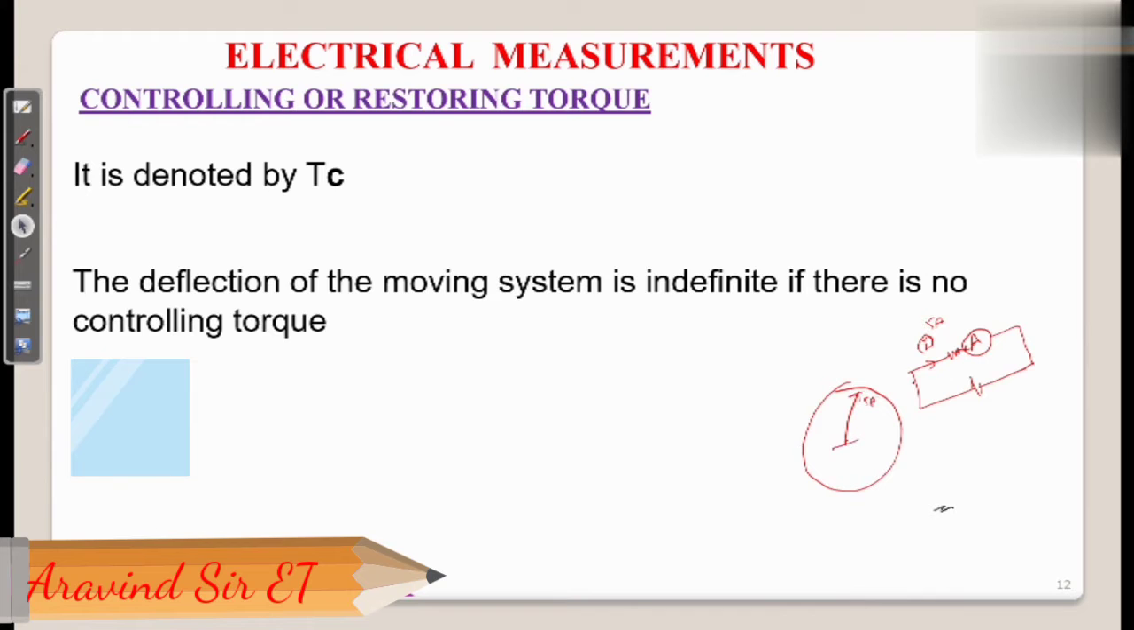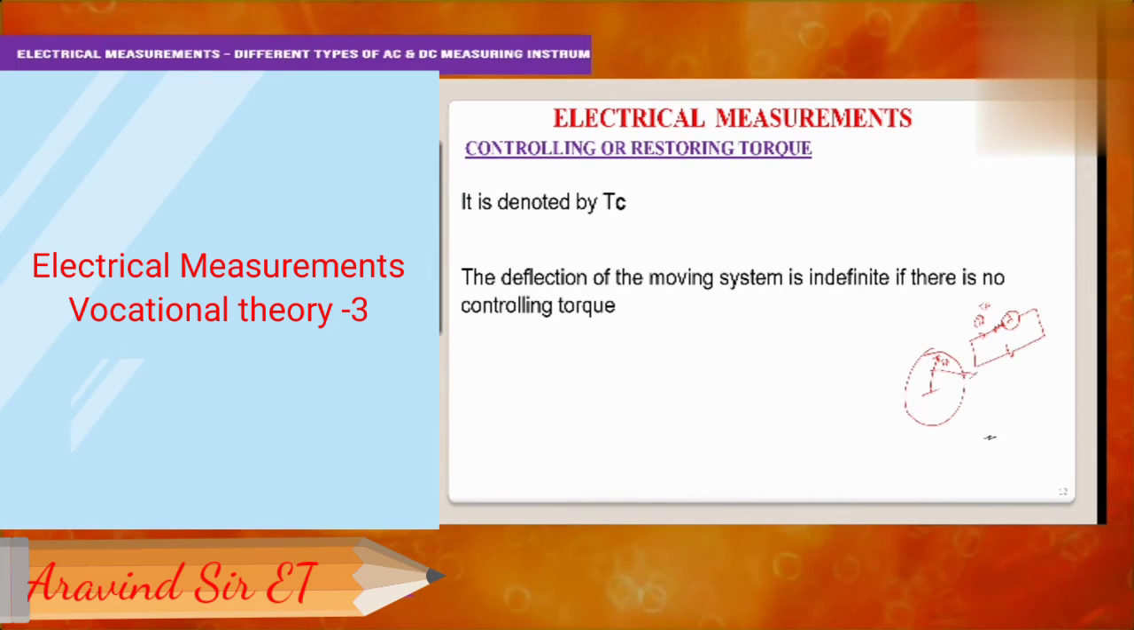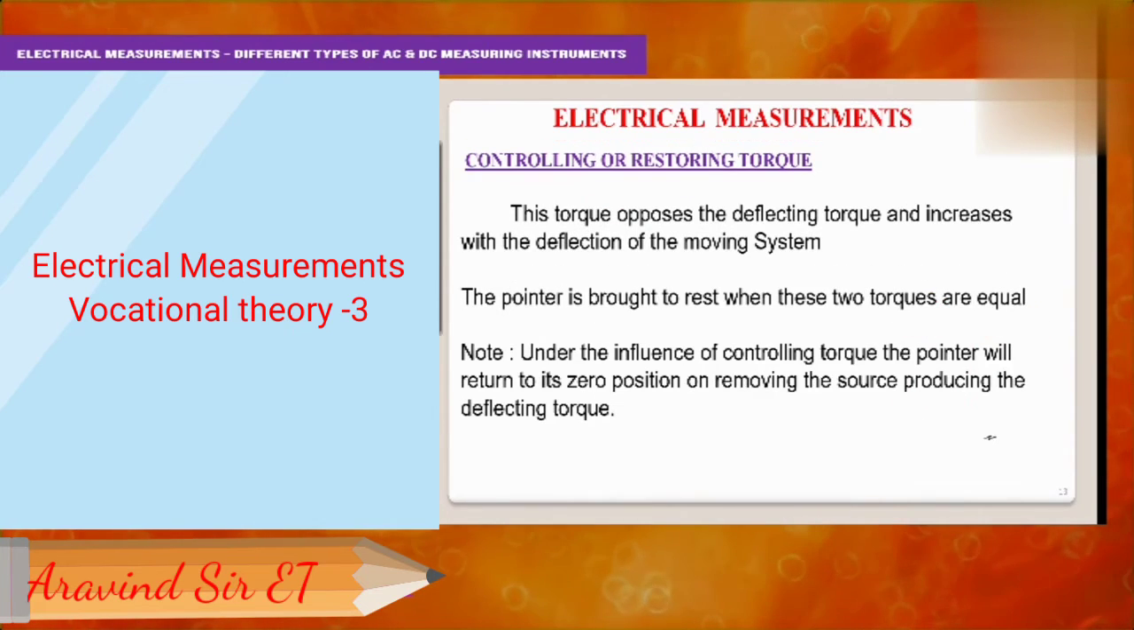Suppose there is no controlling torque. Without controlling torque, the pointer will move indefinitely, and where it stops it doesn't know. That is why the controlling torque opposes the deflecting torque. Where the controlling torque is equal to the deflecting torque, the pointer stops there itself and gives the accurate value of the current, voltage or power in the particular circuit. It is denoted by TC, T for torque and C for controlling torque. So here what happens?